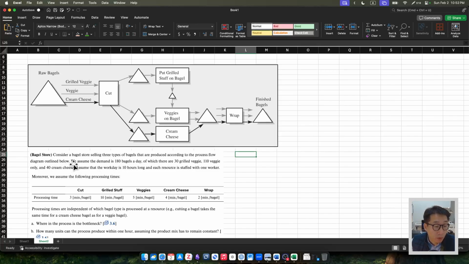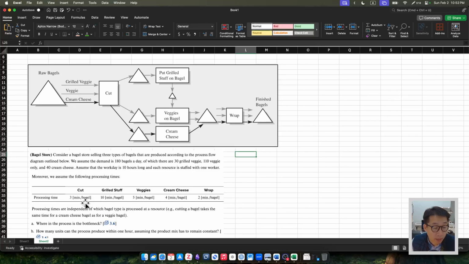According to the process flow, we assume the demand is 180 bagels a day, which is 30 grilled veggie, 110 veggie, and 40 cream cheese. Assume that the workday is 10 hours long, and each resource is a step with 1 worker. So this is our process time.